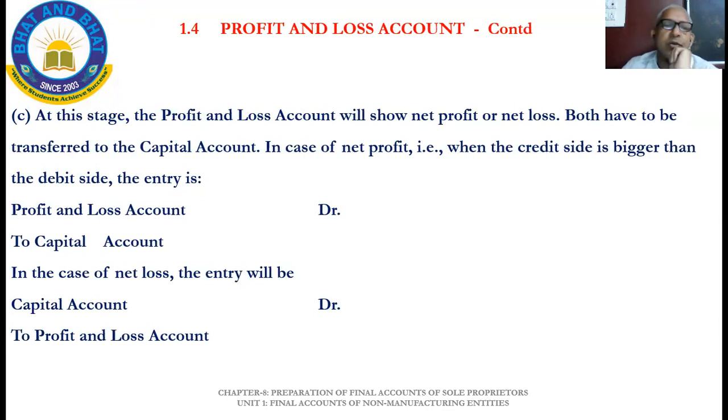Again, as I told you, in this, any one set will be there, either this or this, because simultaneously there cannot be profit as well as loss. That is why.